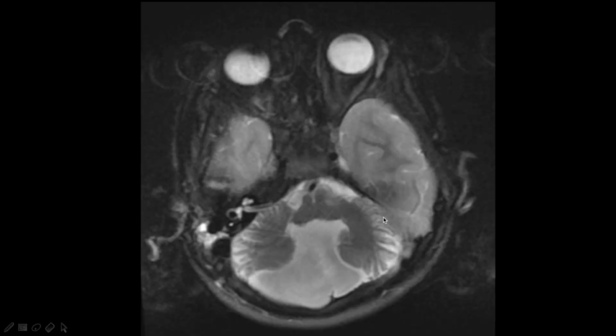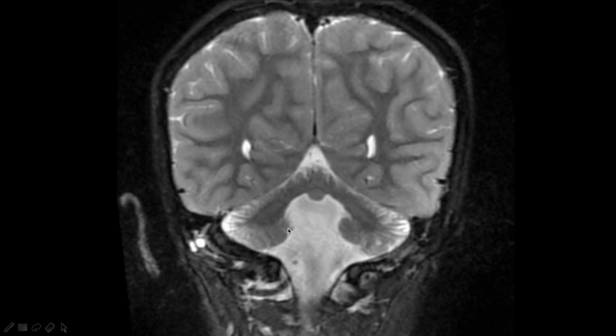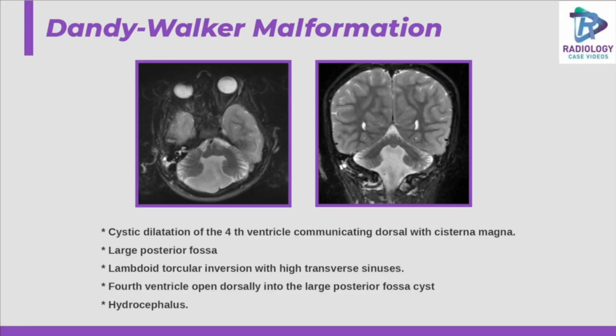And this is the next case, an axial T2 weighted image at the level of the fourth ventricle, showing cystic dilatation of the fourth ventricle, which is extending posteriorly and communicating with the cisterna magna. This is a coronal image showing the same finding and vermis hypoplasia, and the diagnosis is Dandy-Walker malformation. It is one of the most common posterior fossa malformations.